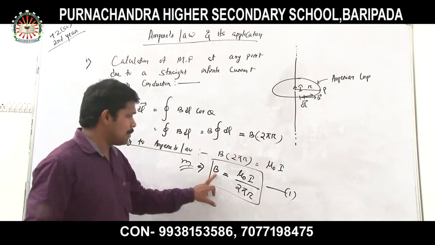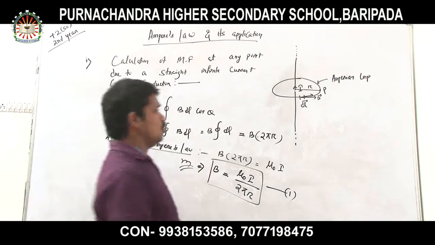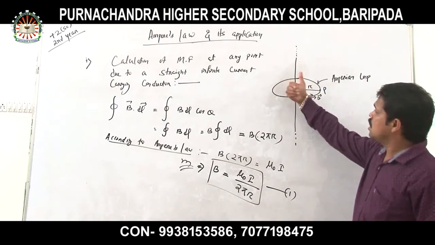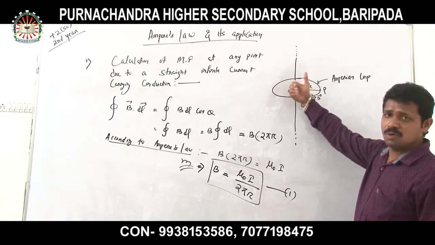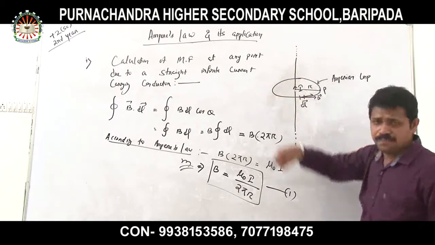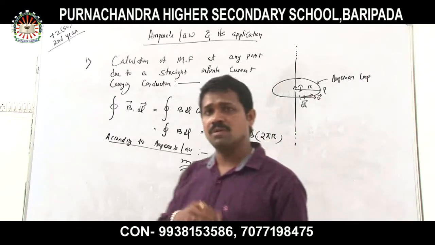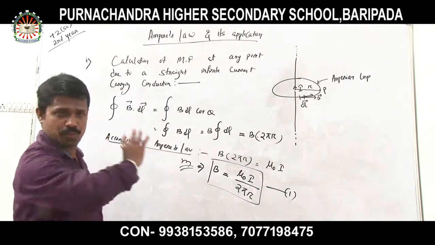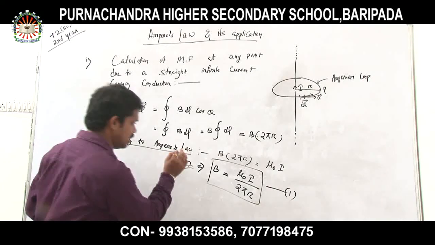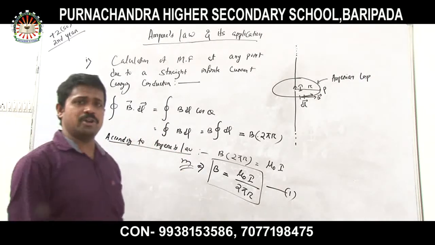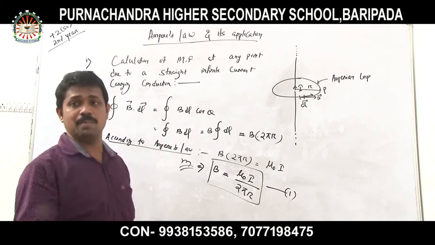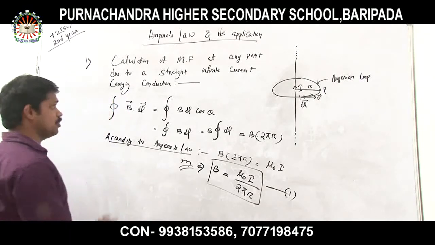Because B is not only having some magnitude but also having some direction. So the direction of B, just as I told you, the direction of the magnetic field can be found out using the right hand thumb rule. Clear? So this is my direction of B, tangent to this loop. Understood? So this expression B is equal to mu 0 I by 2 pi r is very important from the derivation point of view, and also from the problem point of view. Clear? All of you clear?